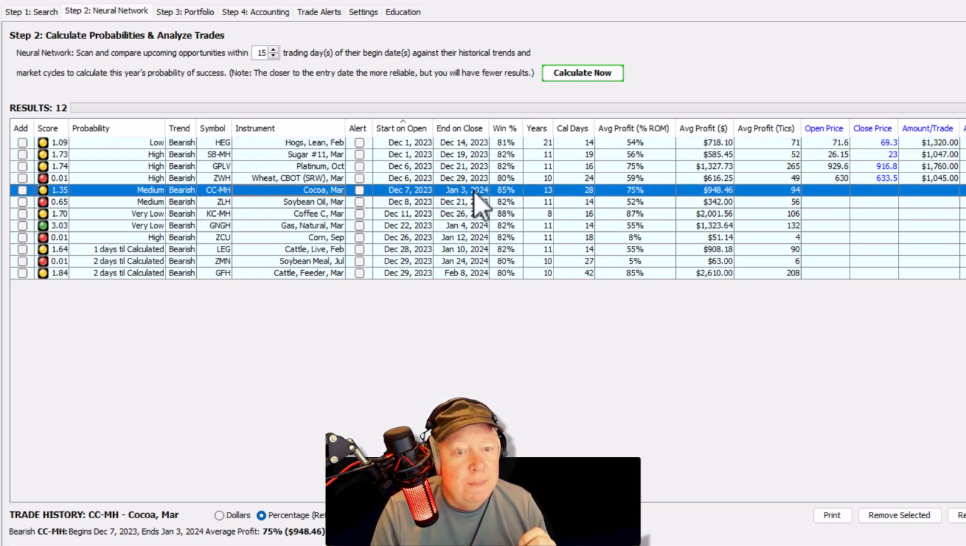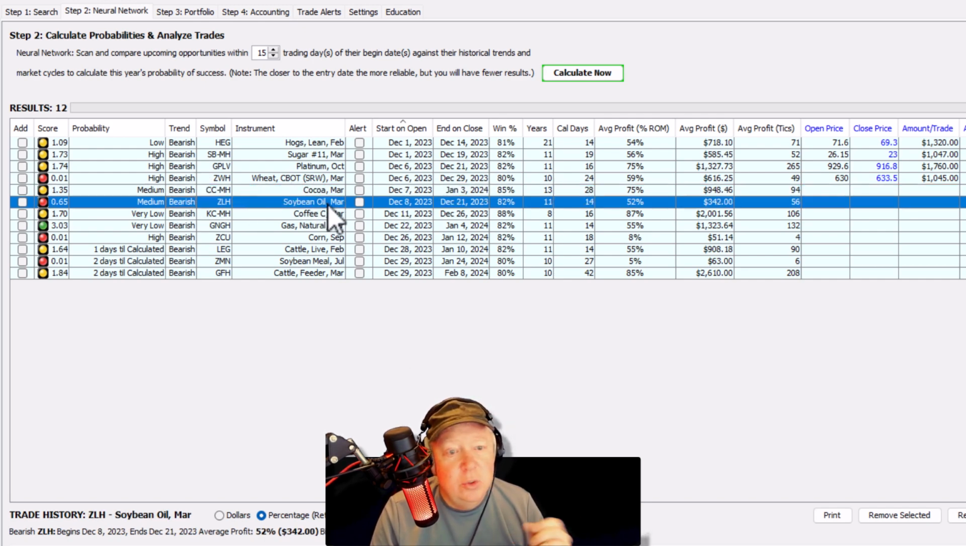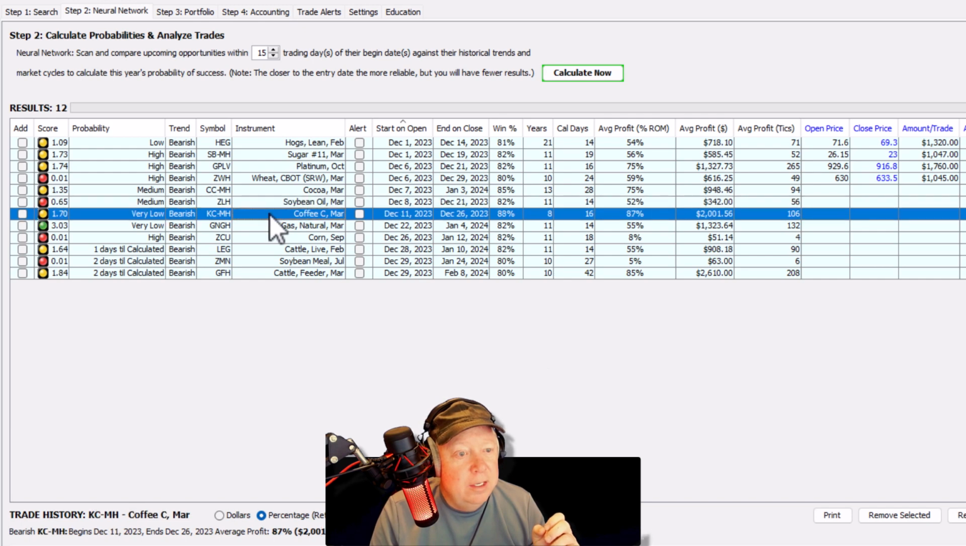So here's another one. Here's cocoa. December 7th to January 3rd, 85% of the time over the last 13 years, this baby's lost 75% ROM, return on margin. So you can see in here we got one more. There's soybean oil, December 8th to December 21st, 82% of the time over the last 11 years. That thing's lost 52%.